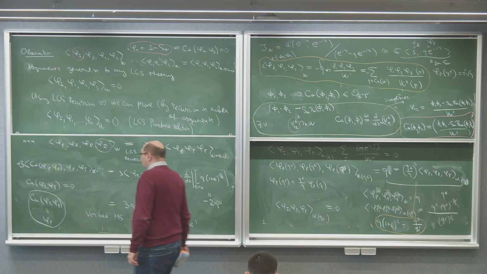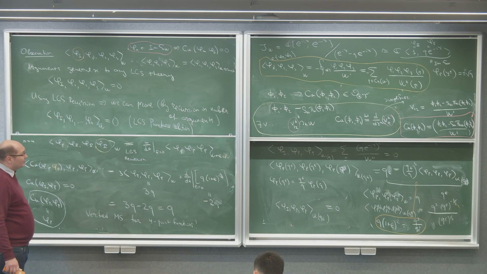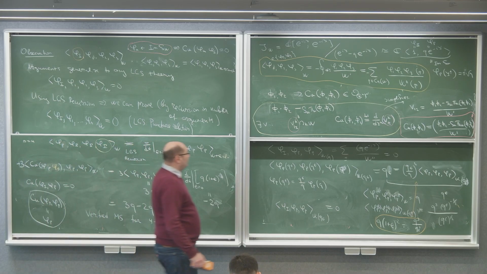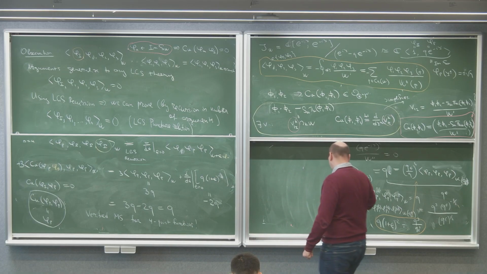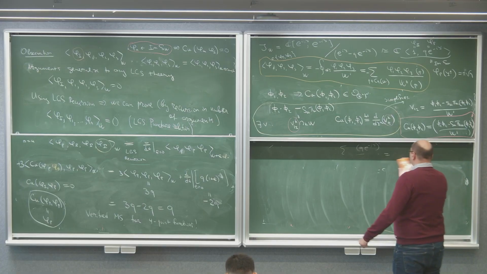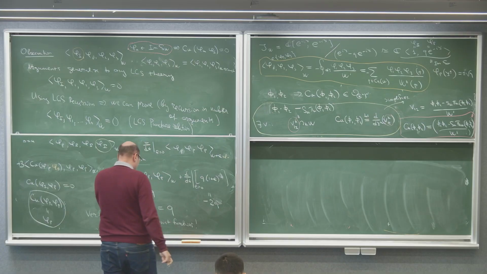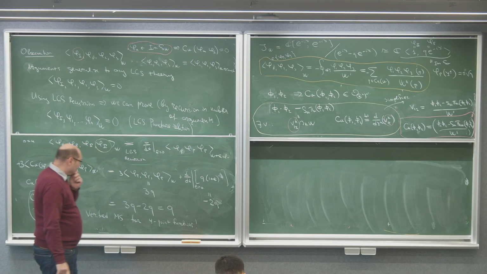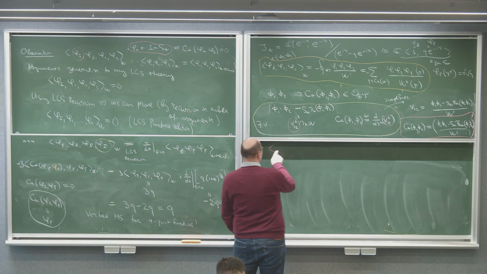So let us look carefully at this computation for the 4-point function and rewrite it in a way that looks similar to the divisor relation. Okay, but before that, let us first rewrite the divisor relation in Gromov-Witten theory.